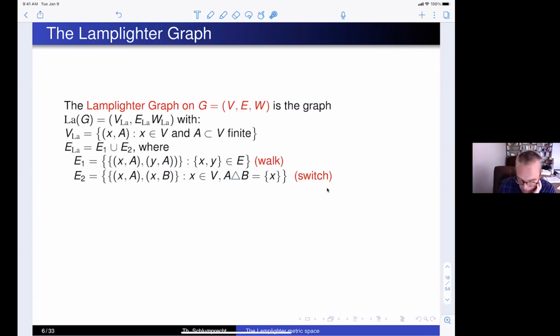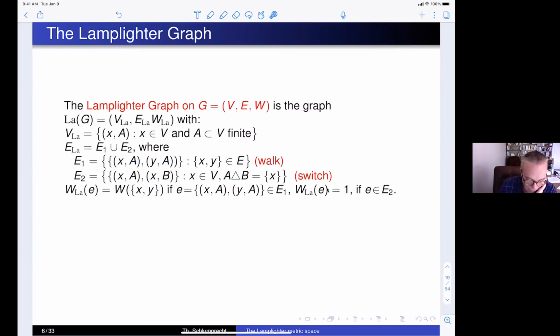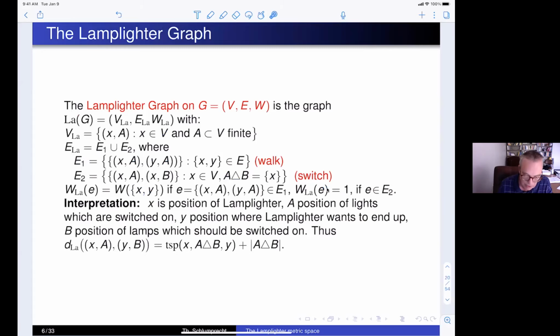So what is the interpretation? The weight for the first kind of edges is the weight of xy, of our edge in E. And the weight of the second kind is simply 1. So for the switches, we have simply the weight 1. Now the interpretation is kind of clear.